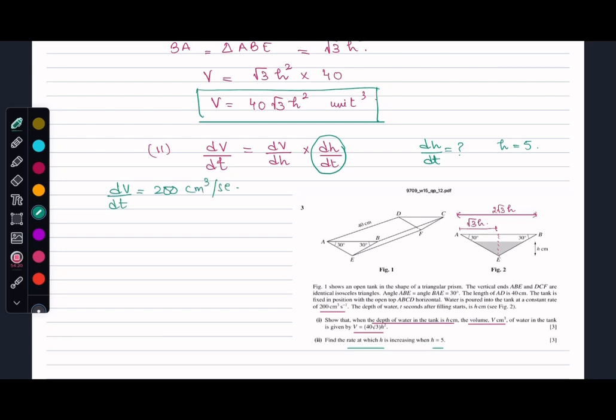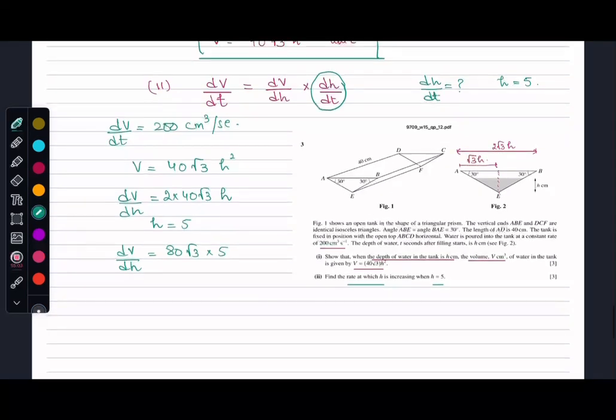And to get dV by dh, the volume is equal to 40 square root of 3 h square. From here, I can get dV by dh. This 2 gets multiplied by 40 square root of 3, and h square gets reduced by 1 as h. H was equal to 5. Therefore, I can just substitute this h as 5 here. So this is 80 square root of 3 times 5, or I can say it's 400 square root of 3 here.